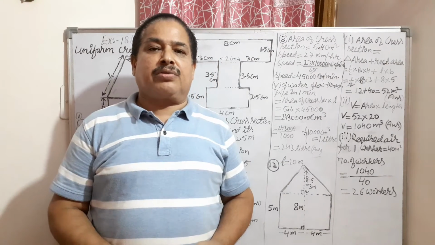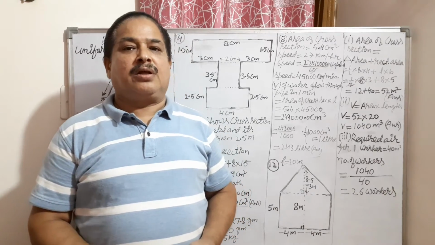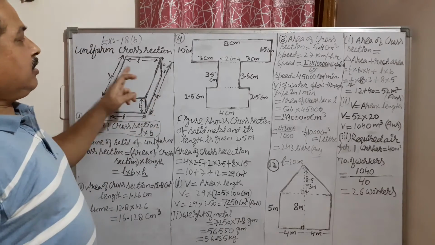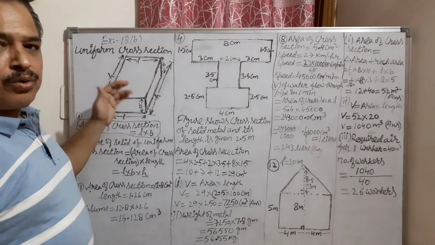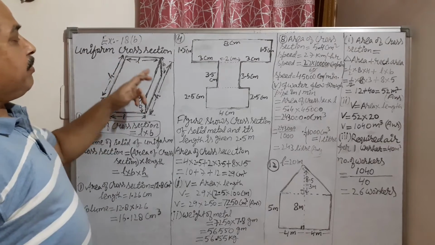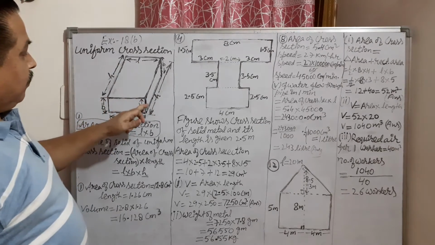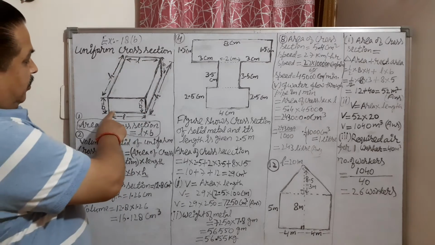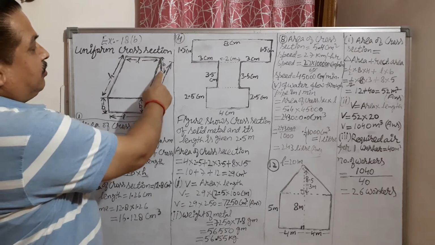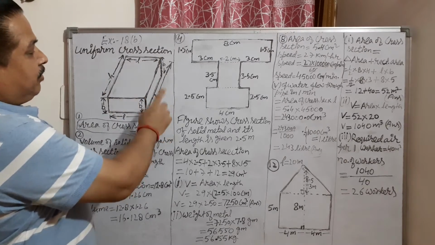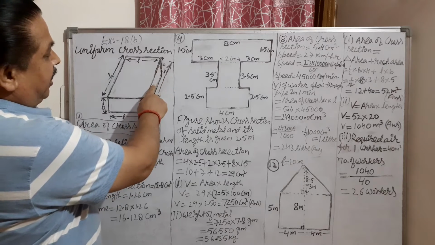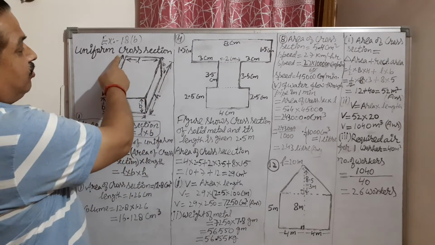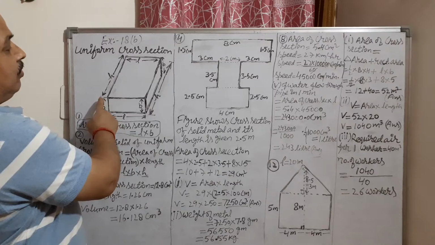Class 9, today we are going to start a new exercise, 18B, uniform cross section. What is uniform cross section? See by this example you will come to know. Actually it is a metallic block. Its front face dimensions and back face dimensions are same. See, this is L, this is also L, this is B, and this is also B. Similarly, right side face dimensions and left side face dimensions are same. This is H, and this is B, and this is also B.